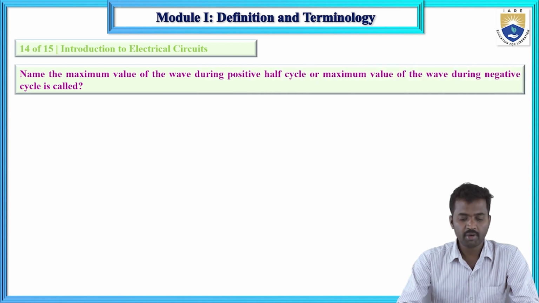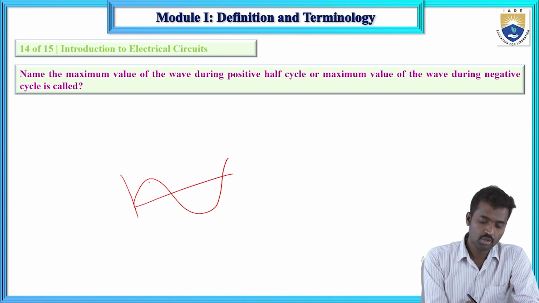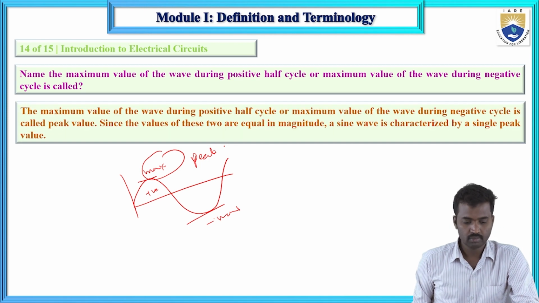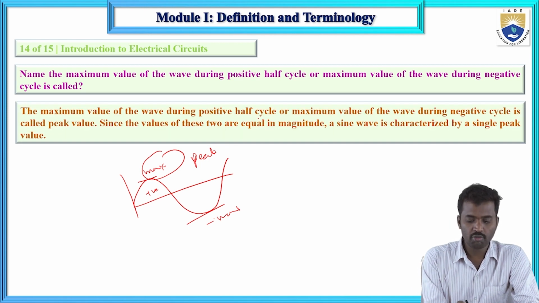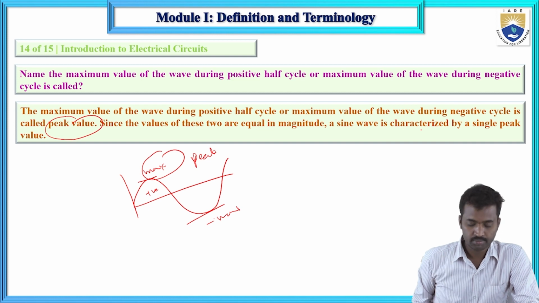Next, name the maximum value of a wave during the positive half cycle or the maximum value of a wave during the negative half cycle. This is one waveform. This is the maximum value of the positive half cycle, and this one is the negative maximum value. This maximum value is known as the peak value.